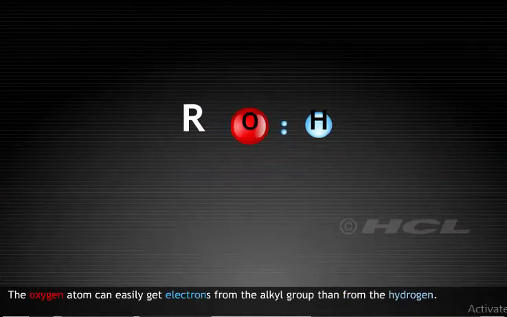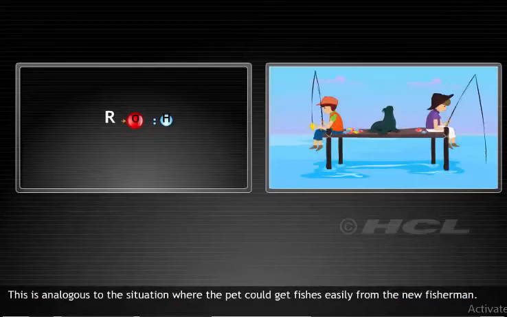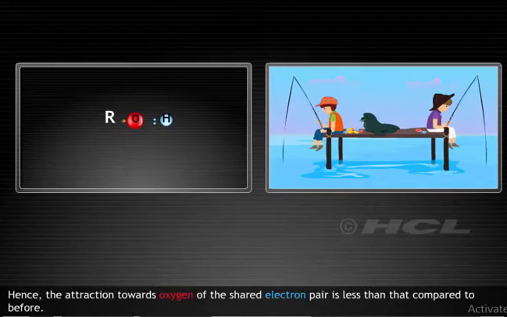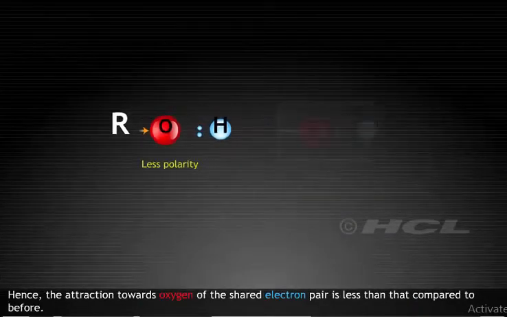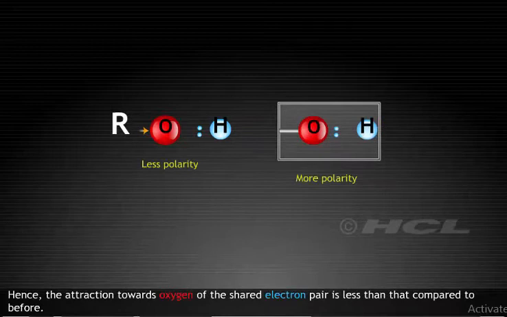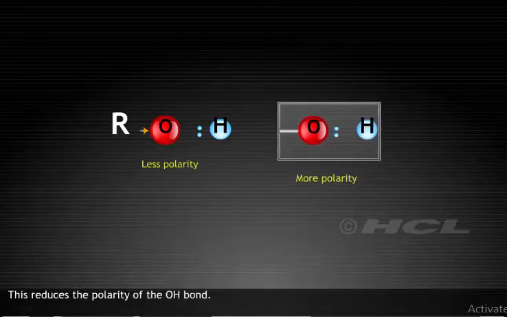The oxygen atom can easily get electrons from the alkyl group than from the hydrogen. This is analogous to the situation where the pet could get fishes easily from the new fisherman. Hence, the attraction towards oxygen of the shared electron pair is less than that compared to before. This reduces the polarity of the OH bond.